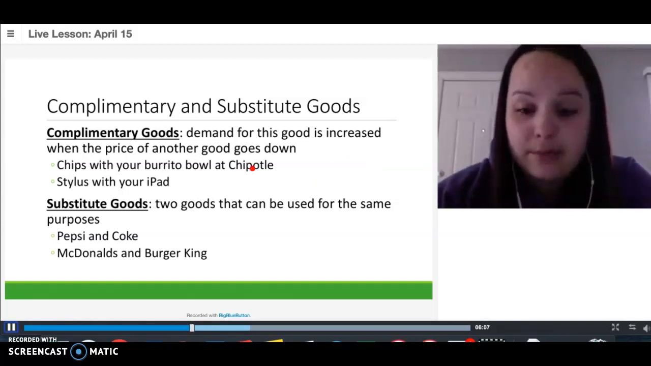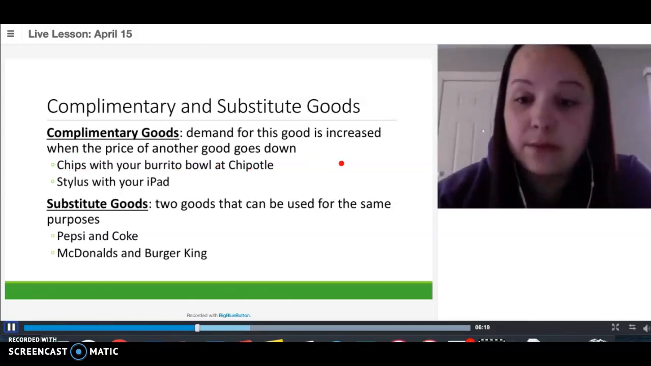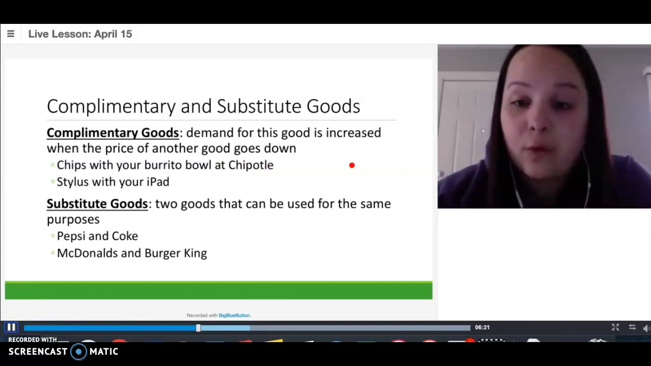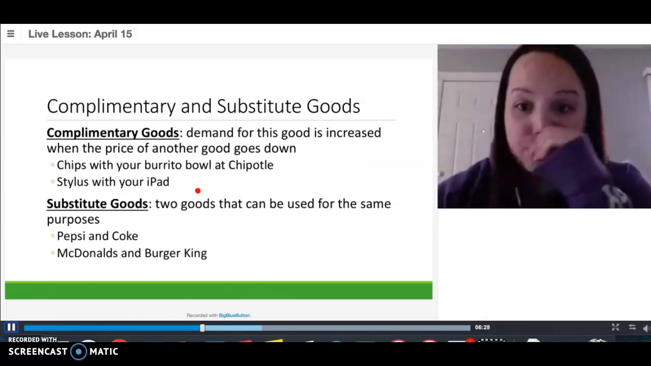For example, if the price of your burrito bowl at Chipotle, if they decrease it by $2, then the demand for the chips is going to increase because they save some money on the decrease of the price of the burrito bowl. So the demand for one product will increase when the price of another product goes down, if they're complementary goods. And then substitute goods are just what it sounds like.